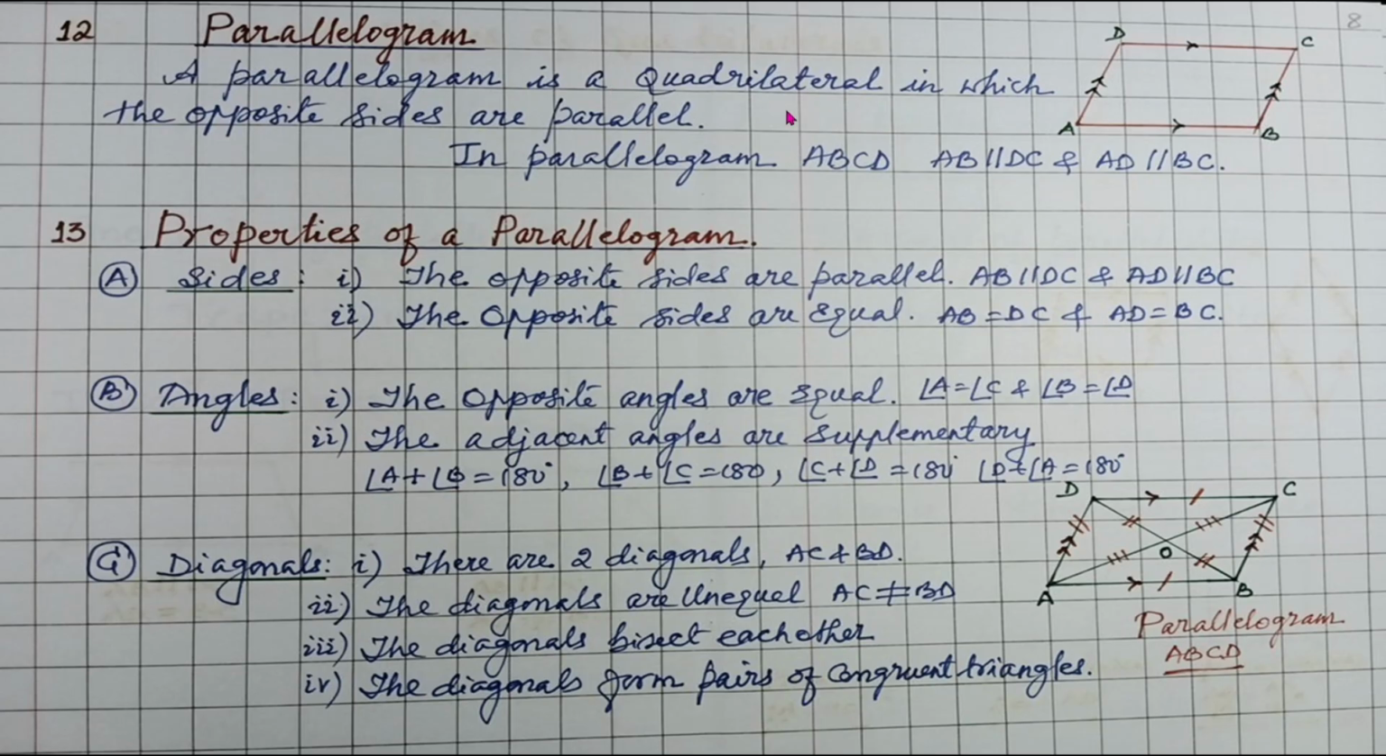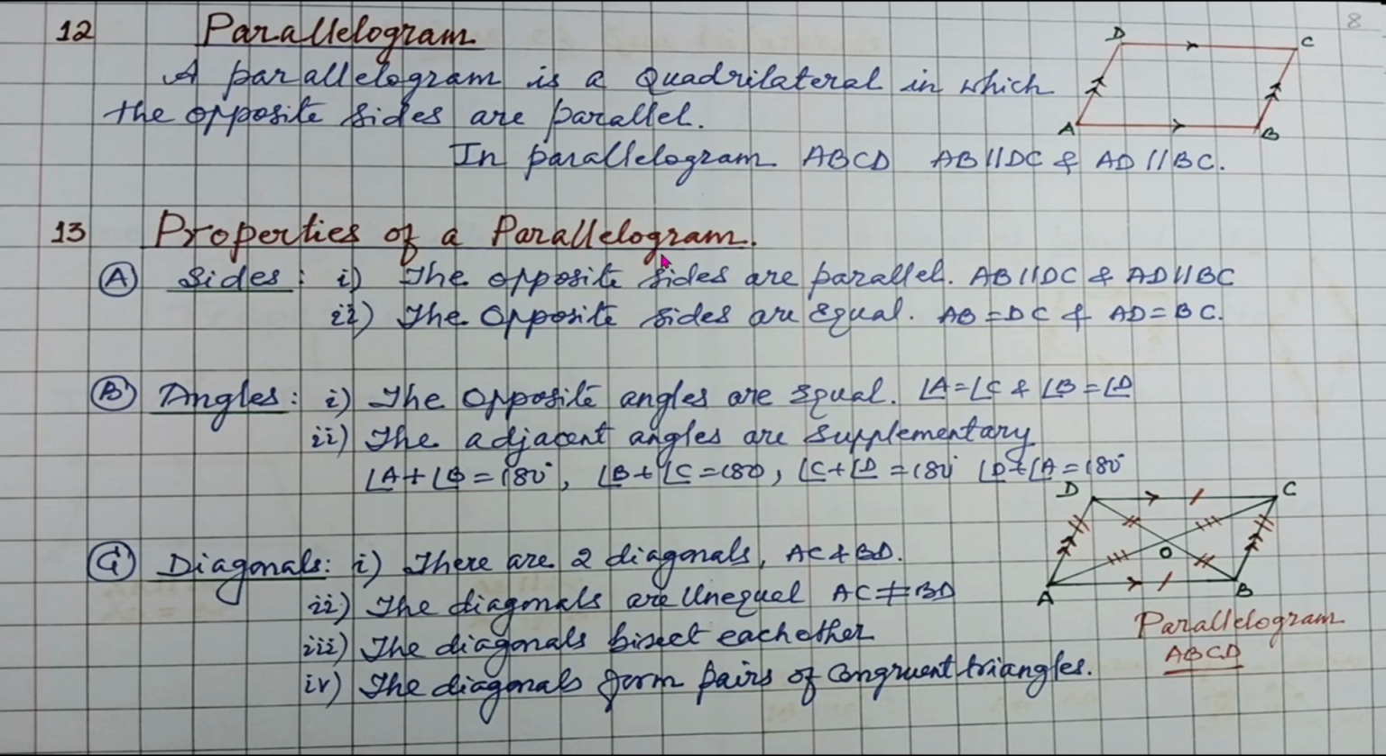Now a parallelogram is a quadrilateral in which the opposite sides are parallel. In this figure, ABCD is a quadrilateral. AB is parallel to DC and BC is parallel to AD, and therefore it is a parallelogram. In a parallelogram ABCD, AB is parallel to DC and AD is parallel to BC. So remember that a parallelogram is a quadrilateral in which the opposite sides are parallel.